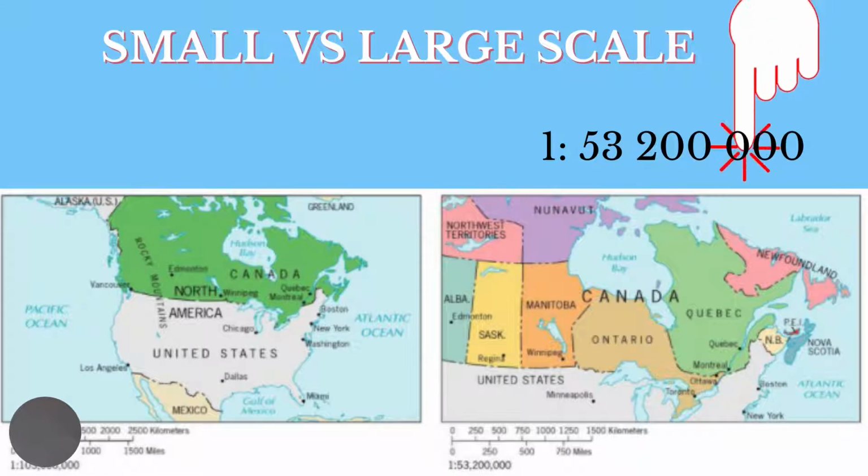For a large scale map, which in this case is showing Canada, which is a smaller geographical area than North America, we are able to see the details of the political divisions within the country. Also, notice that the scale has a smaller number to the right of the colon.